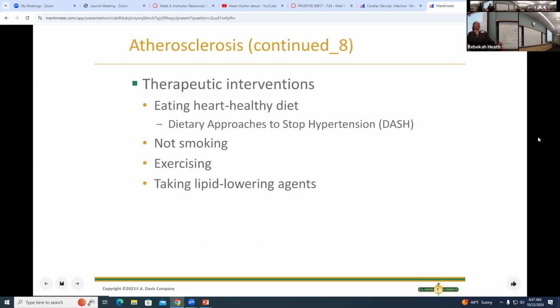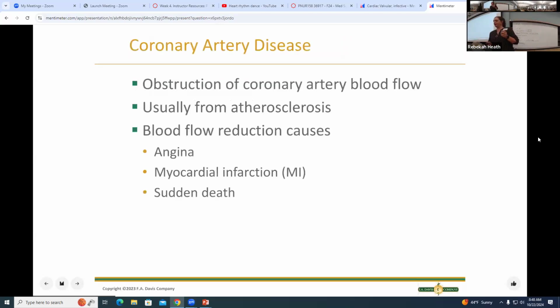So what do we do for them, right? A lot of this is similar to the blood pressure, where we're going to modify what they're eating. We're going to try to have them eat a heart healthy diet, but also really look at lowering the fatty sources in their diet. We also want to teach them about not smoking and exercising. They might even take some medications that are going to help lower those lipids and cholesterol a bit.